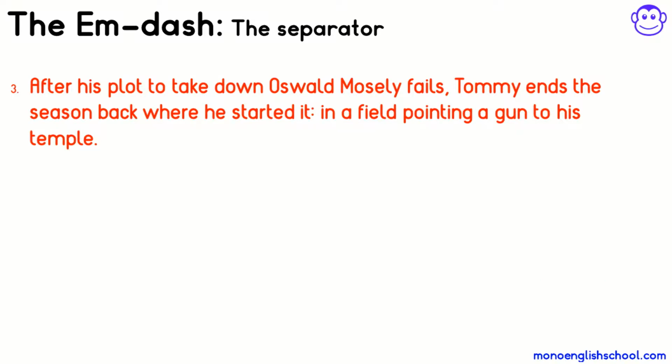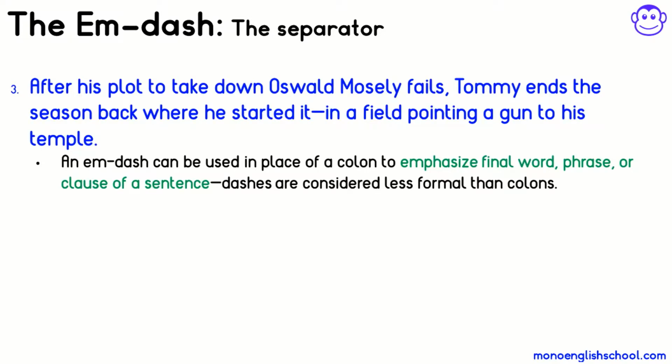Number 3. After his plot to take down Oswald Mosley fails, Tommy ends the season back where he started, in a field, pointing a gun to his temple. Another grammatical and correctly punctuated sentence. This time I have used a colon to draw emphasis to the final clause. Here I could use an M dash in place of the colon, much to the same effect. Again, I would suggest that this is a more emphatic and less formal approach to punctuation.